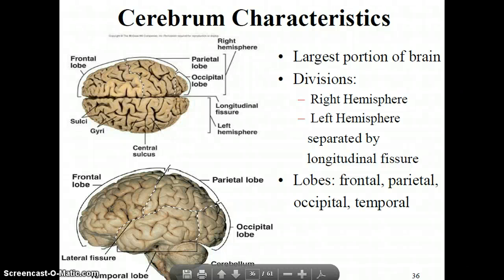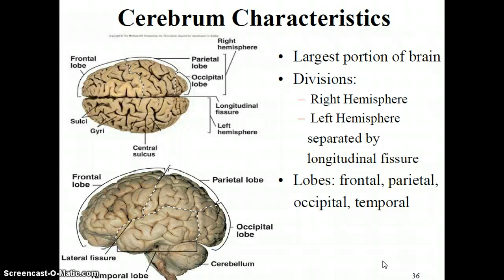Okay, we got partway through the nervous system in the first part of the narrated PowerPoint. So here we are with the second part. We will start with the cerebrum, which is a good place to start the second part.